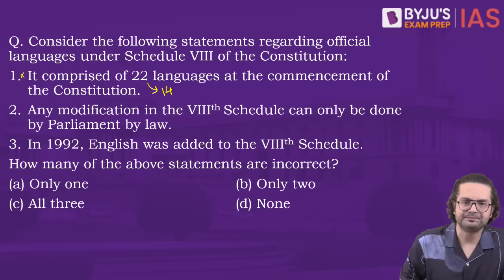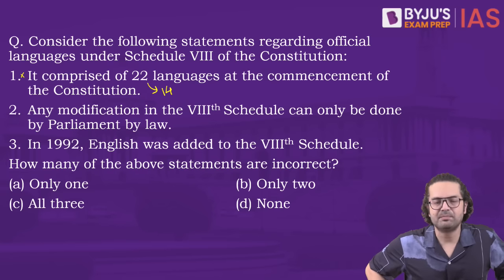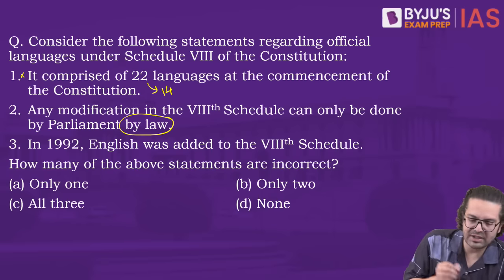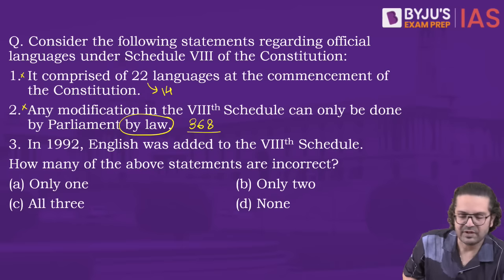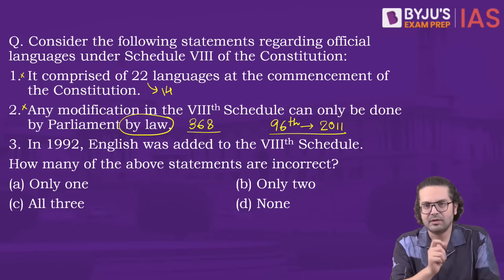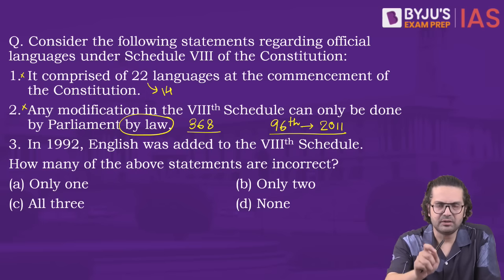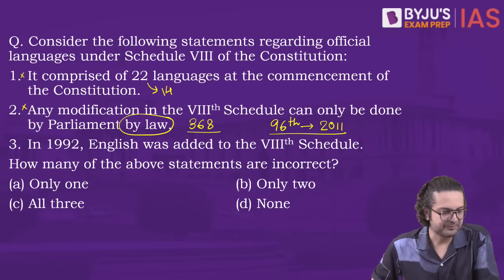14, not 22. Any modification in the 8th schedule can only be done by Parliament by law. If you want to modify the 8th schedule or languages, then you need to use Article 368, a special majority constitutional amendment. For example, the 96th Amendment Act was used in 2011 to change the spelling of one of the official languages. Please write in the comment section which language's spelling was modified in the 8th schedule through this Amendment Act. Let's see. Number 3.